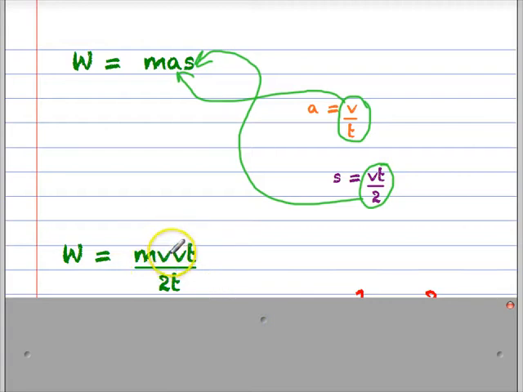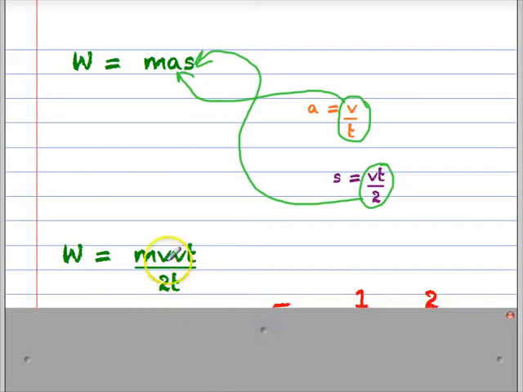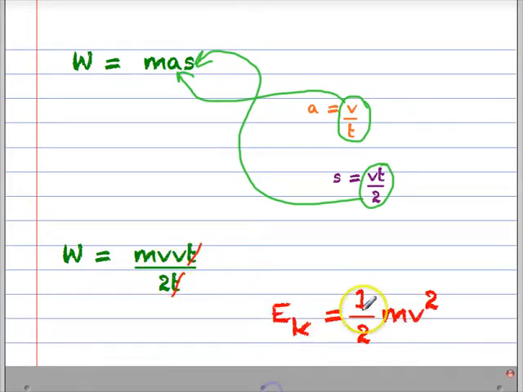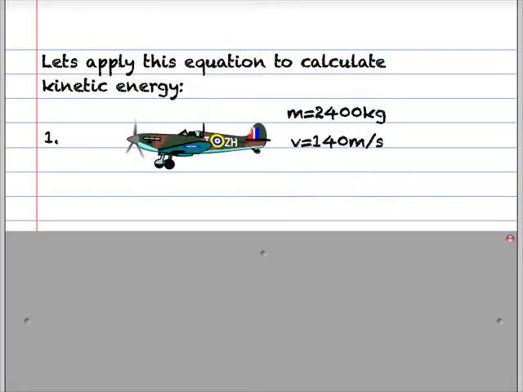Work done is m times v over t, times vt over 2. Now you should be able to see that we can cancel the t's here. t divided by t is 1, and we can also stick the two v's together to make mv squared over 2, which is normally written as half mv squared. So kinetic energy is given by half the mass of the moving object multiplied by the velocity of the moving object squared.